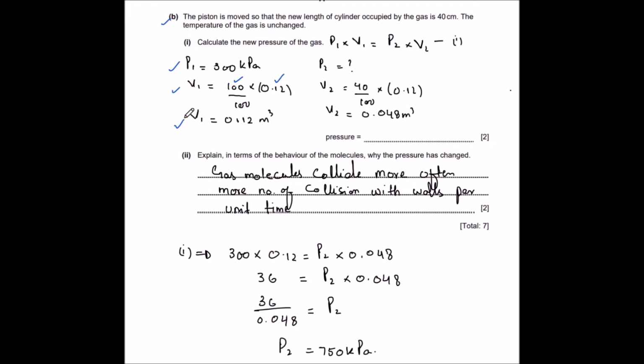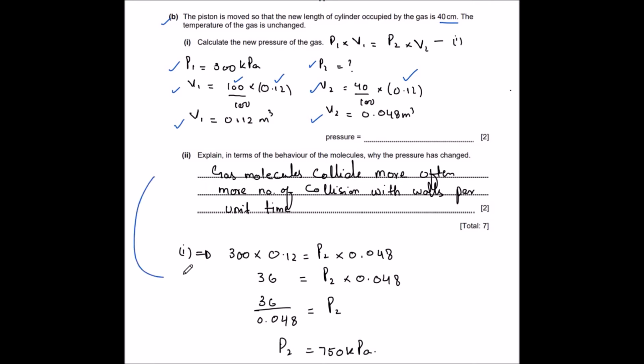Now what happens? The piston moves. Because of that the length becomes 40. In this case you need to calculate the new pressure. What is the new volume? Again, this time the length reduced to 40, but in centimeters, so you divide 40 by 100 to convert to meters. The area of the piston is the same, 0.12. Multiply the numbers, then you get the final volume.